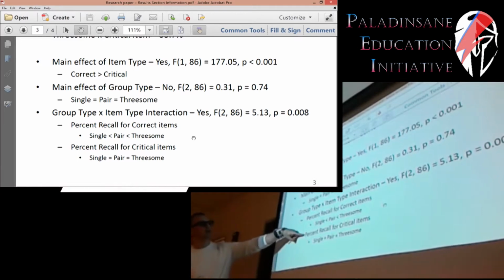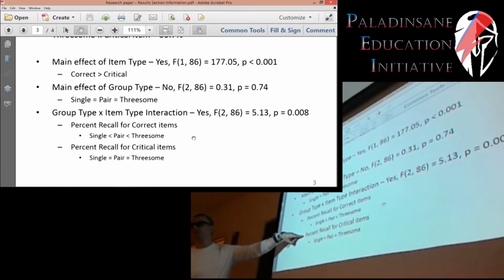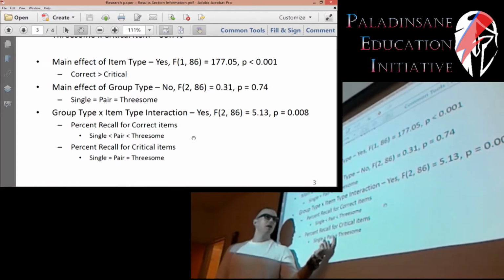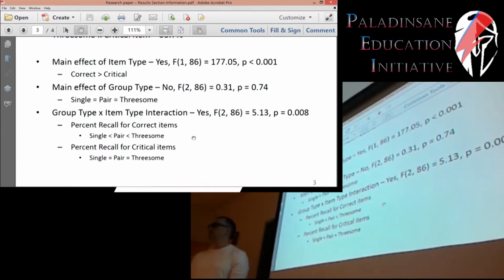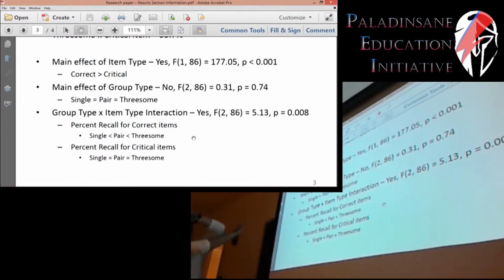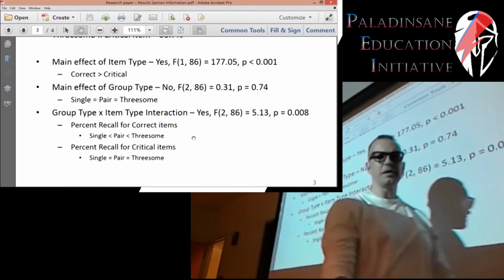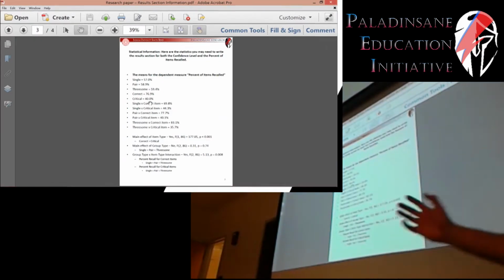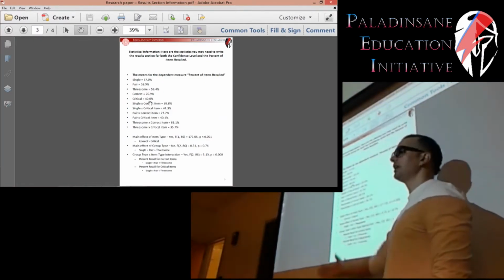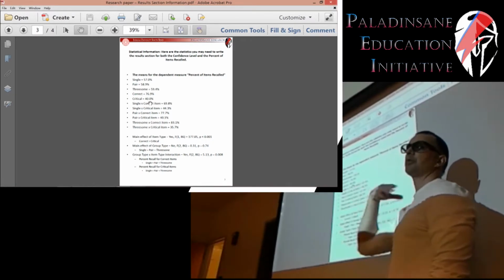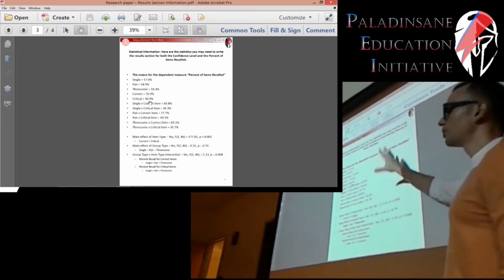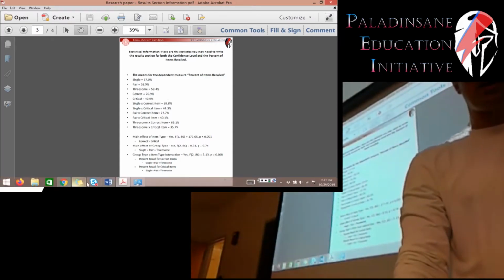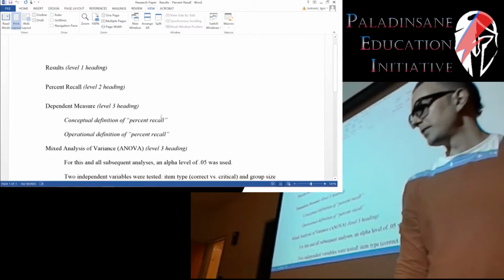However, the story is different for the percent recall for critical items. For false memories, singles recalled just as many false memories as pairs, and pairs recalled just as many false memories as groups of 3. So this whole page here is basically a summary of our results section. This whole page here is basically the information that we need as evidence to help the reader understand the results section. So refer to this as we go through and write up the results section. This is what we are going to be presenting.